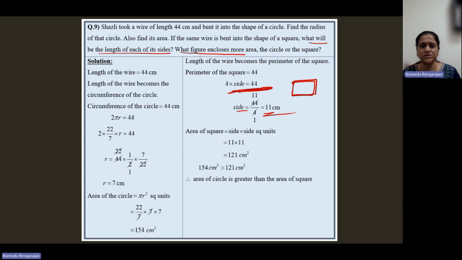Which figure encloses more area, circle or square? So how do you find the area of the square? Because they ask you to compare which one occupies more area. Find the area of the square. 11 into 11, side into side, 121. But this one was 154. So the circle occupies more area than the square.